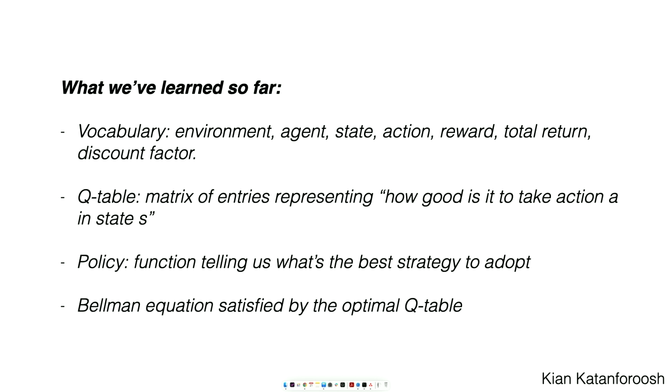Actually, before I go there, I'm just going to cover some vocabulary. We said the environment, the agent, the state, the action, the reward, the total return, and the discount factor. We learned all of that. We saw that the Q table is the matrix of entries representing how good is it to take action A in state S. And the policy is the function that tells us what's the best strategy to adopt. And the Bellman equation is satisfied by the optimal Q table.